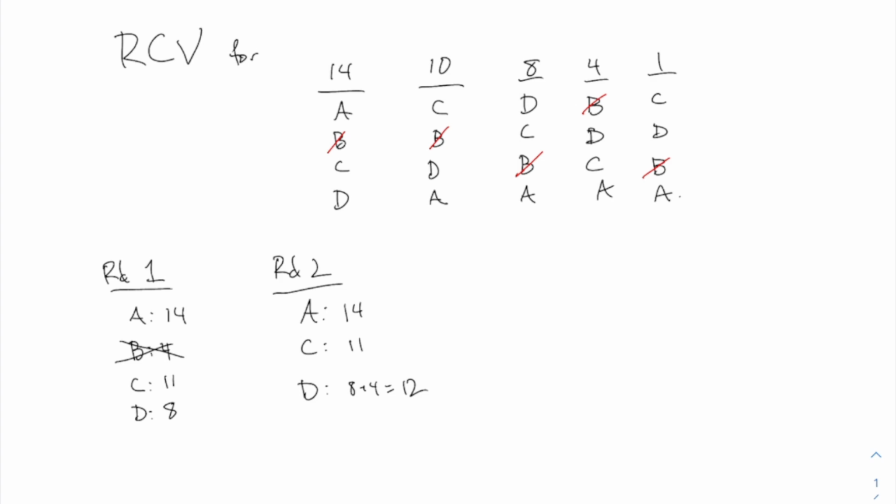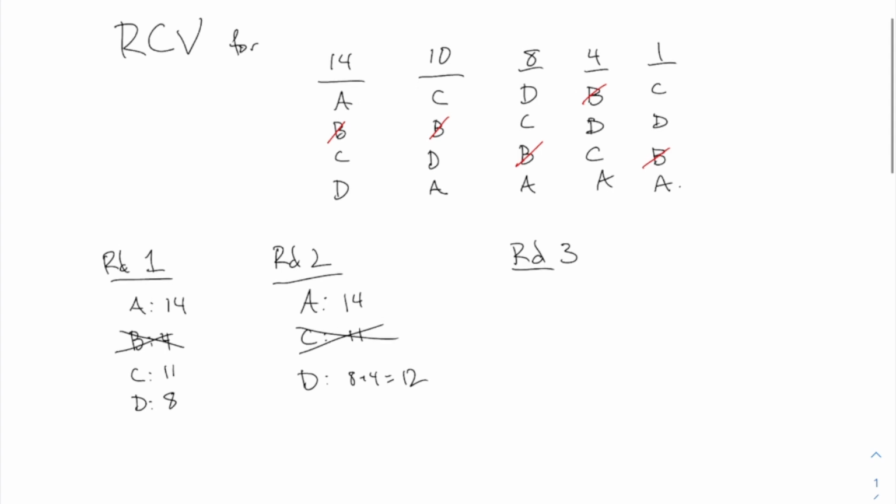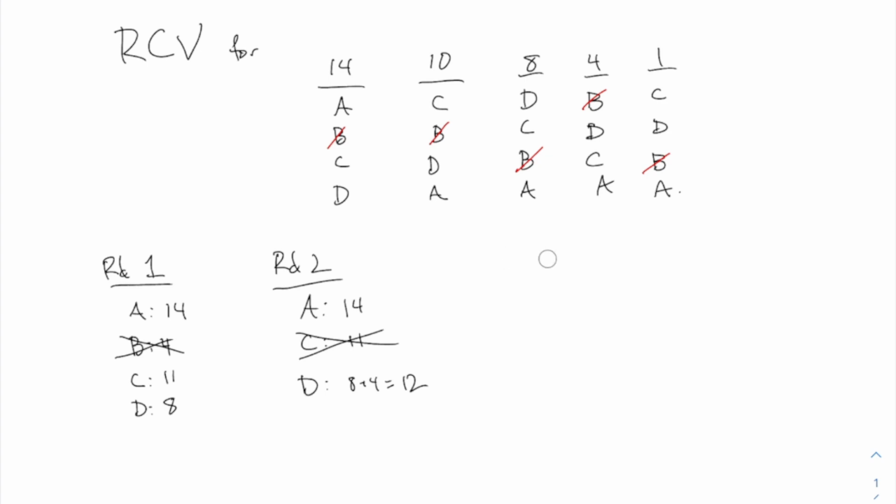And so who gets eliminated? C. Yeah, C has the least at this point. So I eliminate C. And then finally, I go to round 3. Now you could cross off the C's. Maybe at this point, once I have a lot of crossed off bits, I like to just redraw everything, although you can do it however you like. I cross out the C's.